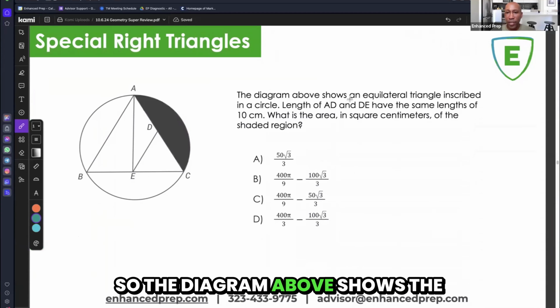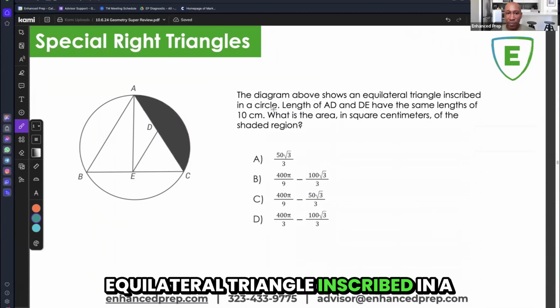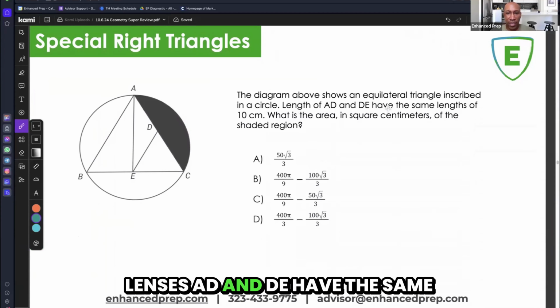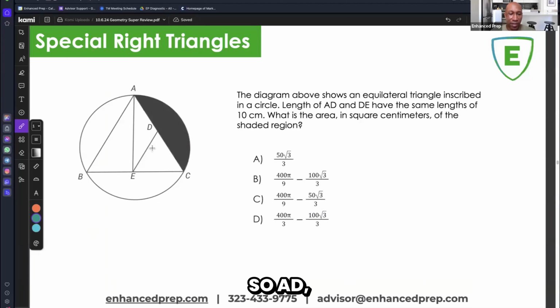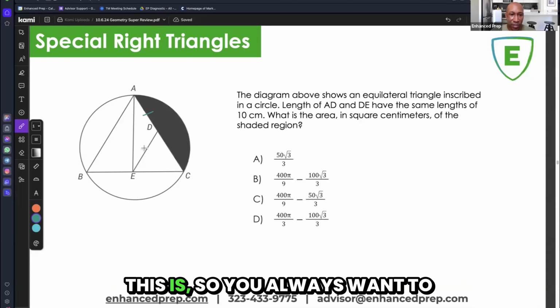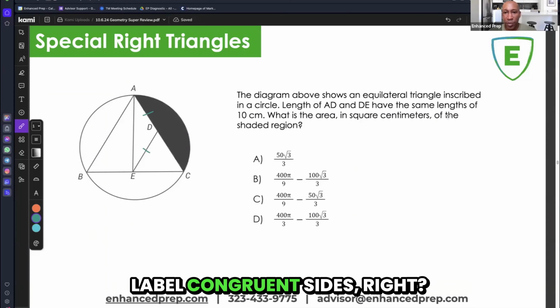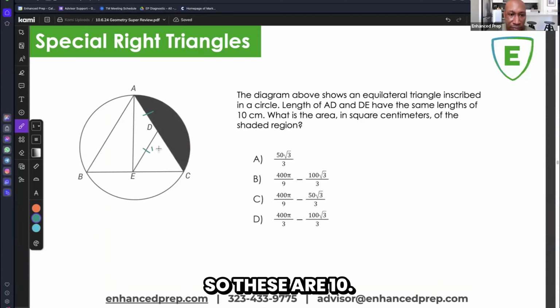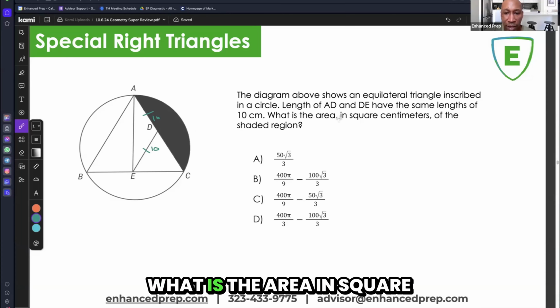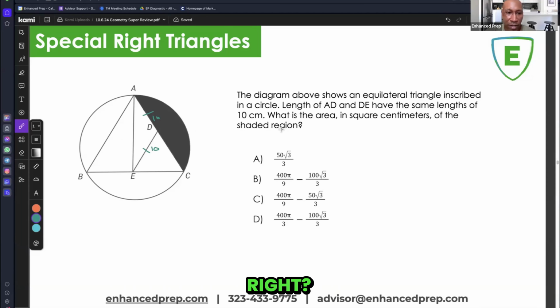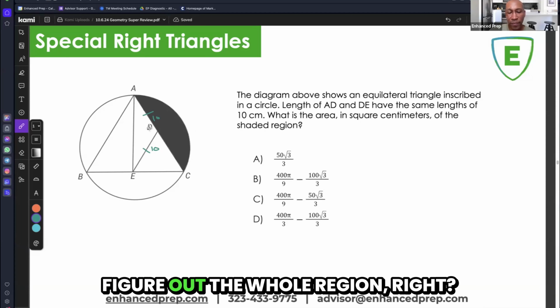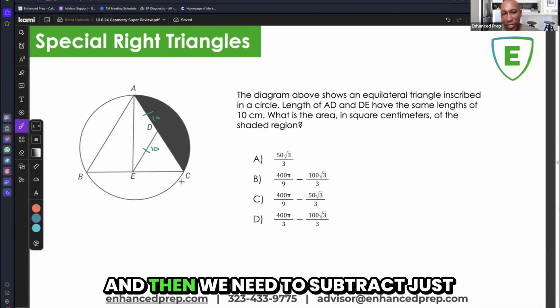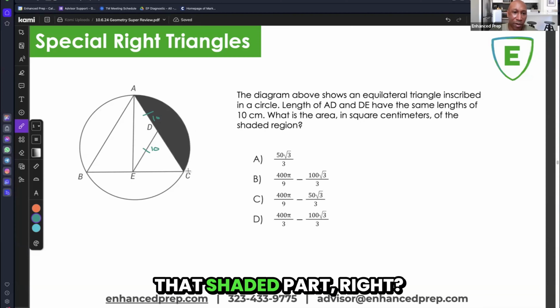The diagram above shows an equilateral triangle inscribed in a circle. Lengths AD and DE have the same length. So we always want to label congruent sides. They have the same length of 10 centimeters. So these are 10 and that's 10. What is the area in square centimeters of the shaded region? So what we need to do is figure out the whole region, and then subtract just that shaded part.